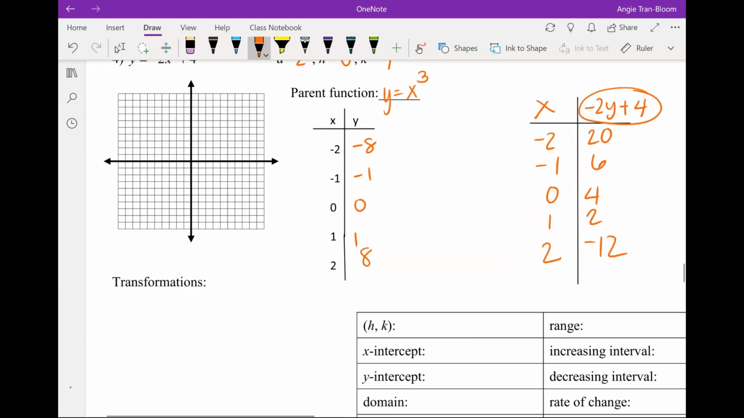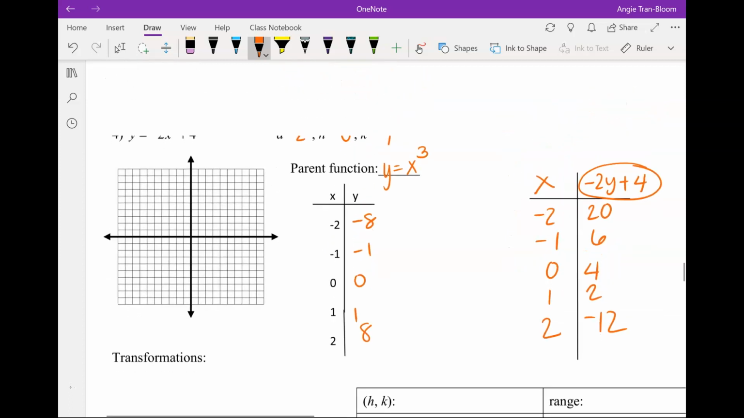So -2, whoa, positive 20. Obviously, you were only given a 10 by 10, so if you need to, you can just go 20 is about up there somewhere. Make a dot up there. -1, positive 6. 0 is positive 4. 1 is now positive 2. And 2 is -12. You can definitely make extra tick marks for that.